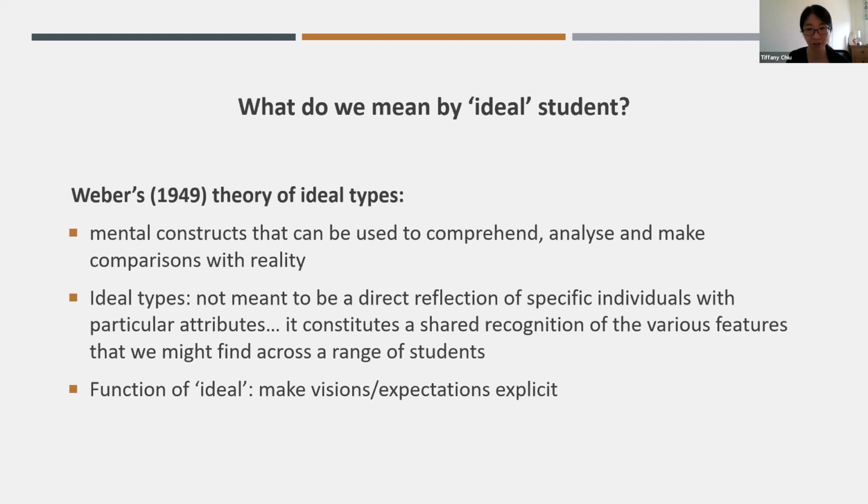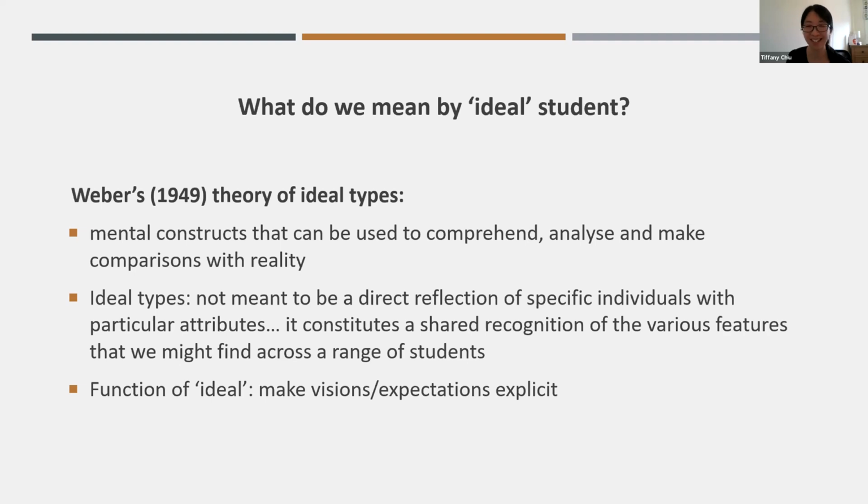So in the context of higher education, an ideal student will entail the desirable characteristics of students at the university. And here, an important point to make is that the ideal types are not meant to be a direct reflection of the specific individuals with particular attributes. Instead, it constitutes a shared recognition of the various features that we might be able to find across a range of students. And all ideals, we argue, serve the same function, which is to make expectations transparent and explicit.